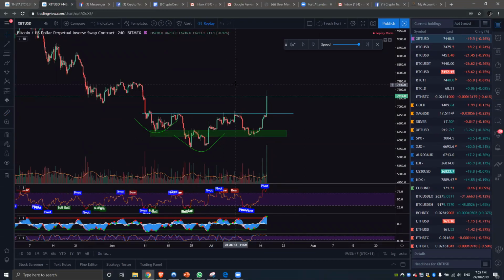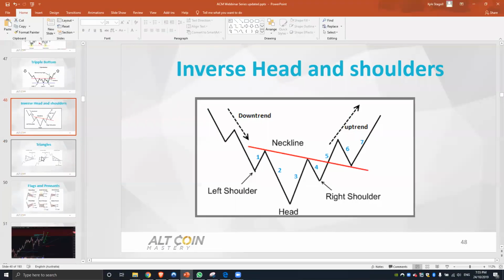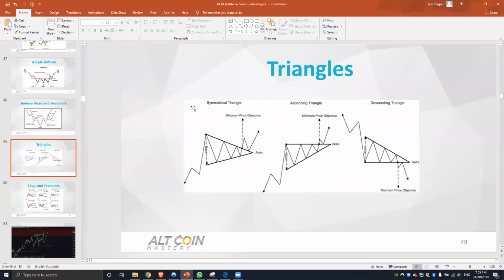You want to get in and out of the market and take money off the other market participants quickly. All right, so let's keep moving. So that's inverse head and shoulders. Let's go and we'll take a look at some triangles.